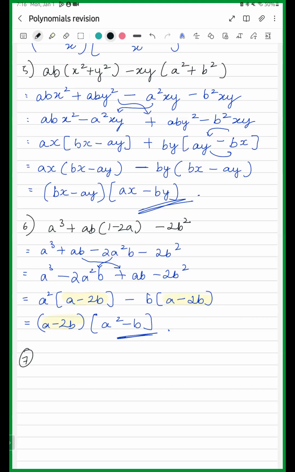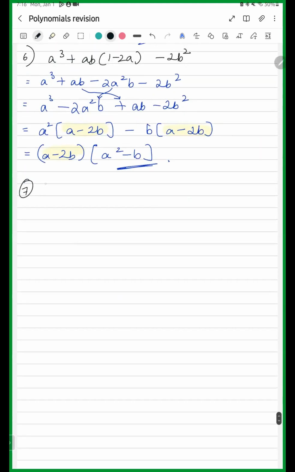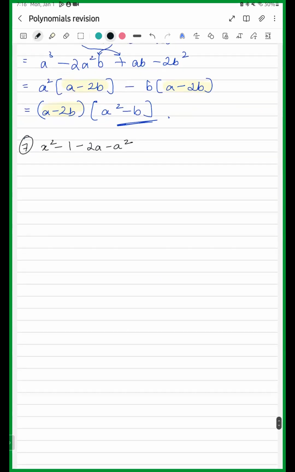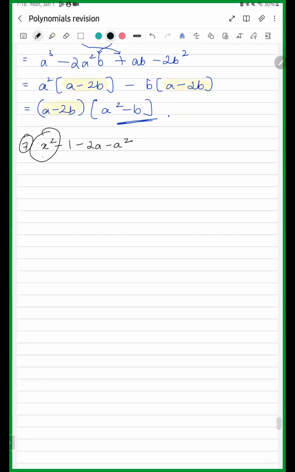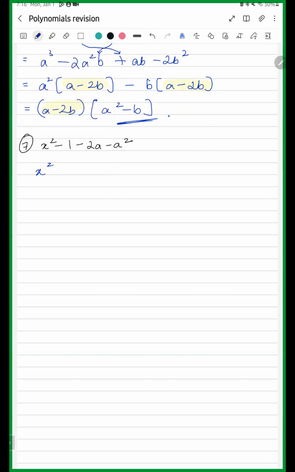Okay. Now next question. X square minus 1 minus 2a minus a square. Okay, so this question is a bit tricky. See, x square doesn't have anything in common with anyone, right? So let's leave x square as it is. And in the rest of the terms, we are going to take minus common outside, so 1 plus 2a plus a square.